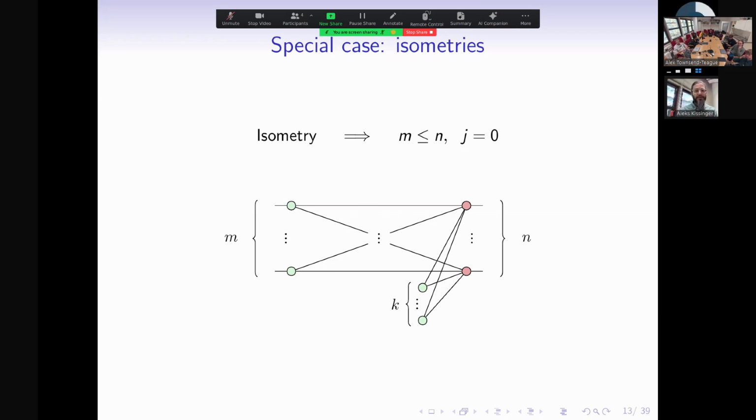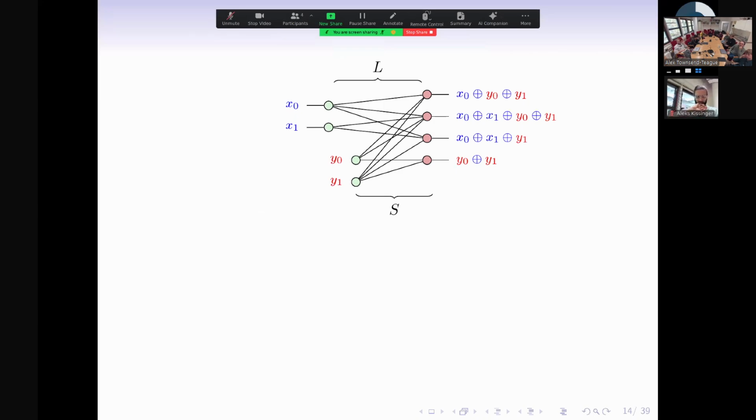So if it's an isometry, then it has to be the case that there are none of these red dots at the input. So I've only got some green dots at the inputs, and I've got some isolated green dots. Okay, and then some outputs. And what is this thing?